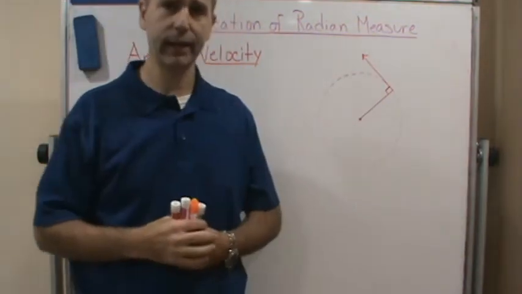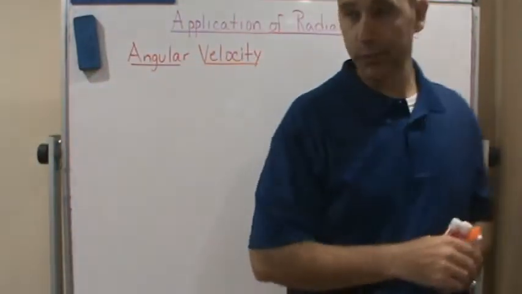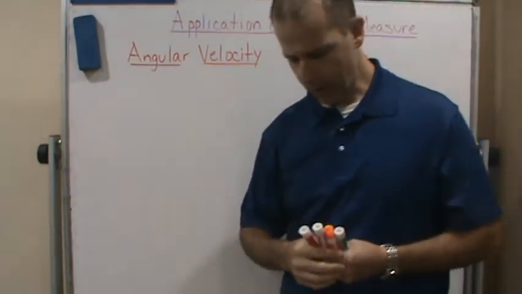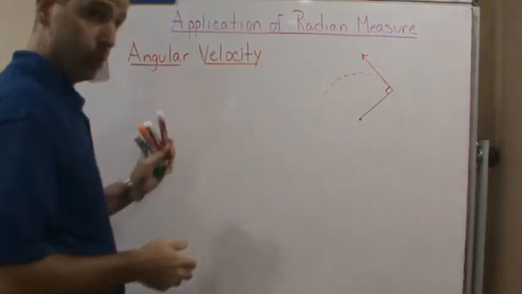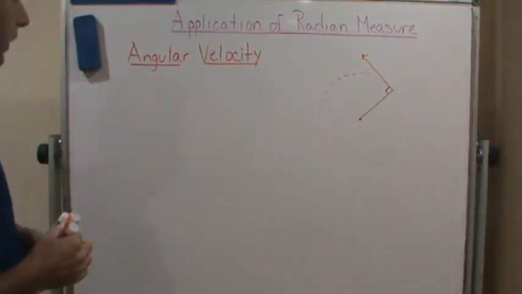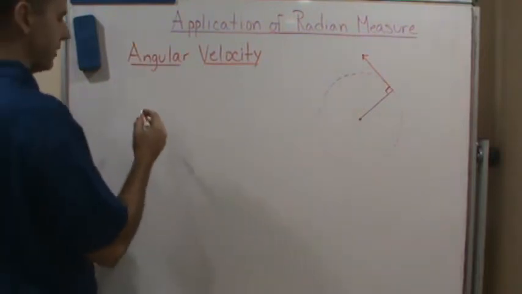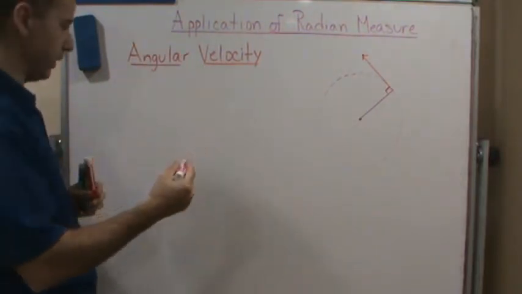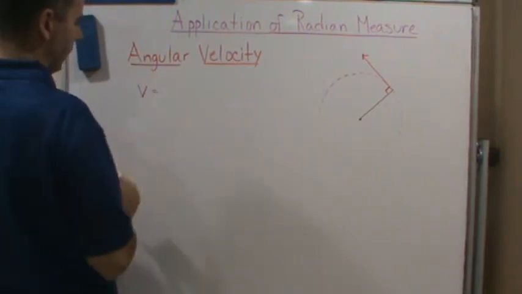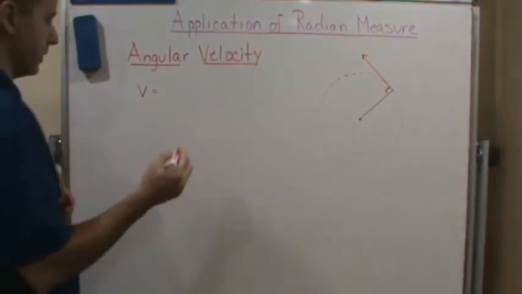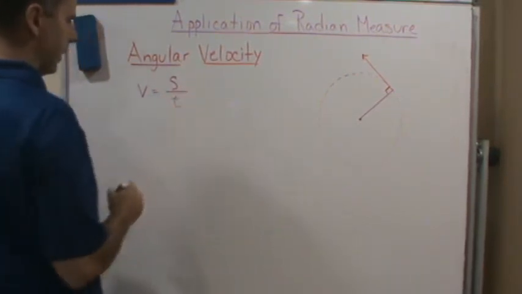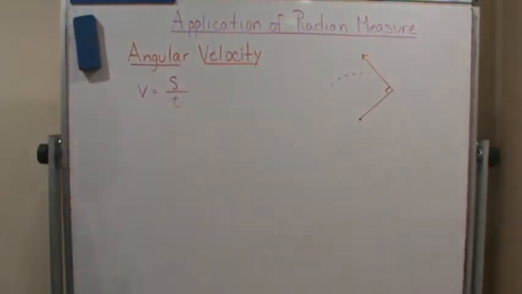Okay, so welcome back. Now we're going to discuss something called angular velocity. Let's talk about velocity in general, and then we'll fill in angular velocity. If we look at the velocity of a particle moving in a straight line, velocity is equal to what? Distance over time. So it's going to be the distance s divided by time t. That's what we call velocity.